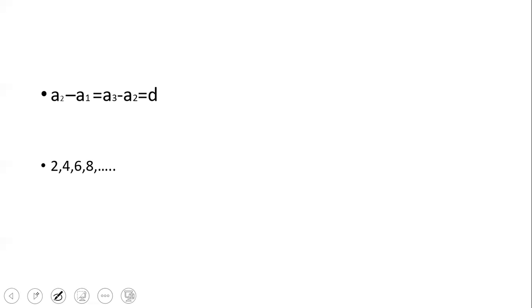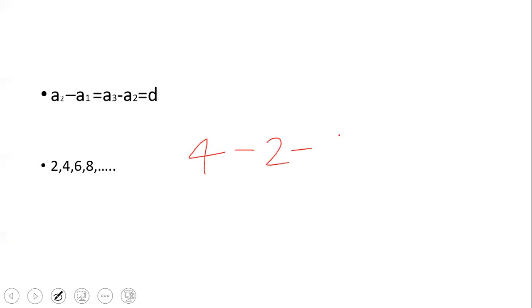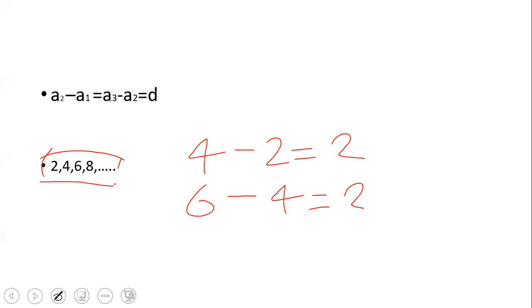To give you an example, A1 is 2 and A2 is 4. So 4 minus 2 is 2 and 6 minus 4 is also 2. So for this series, 2 is the D, or the common difference. And an AP, where A is the first term and D is the common difference, is called the general form of AP.